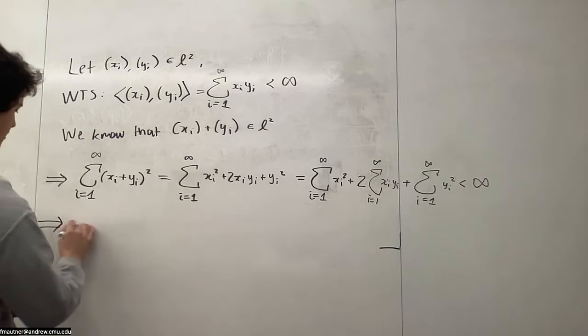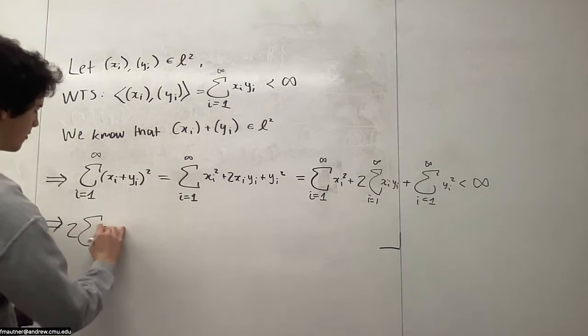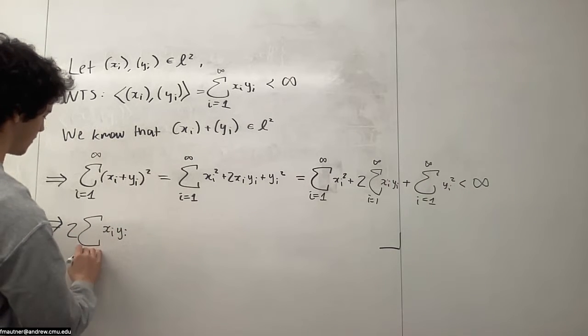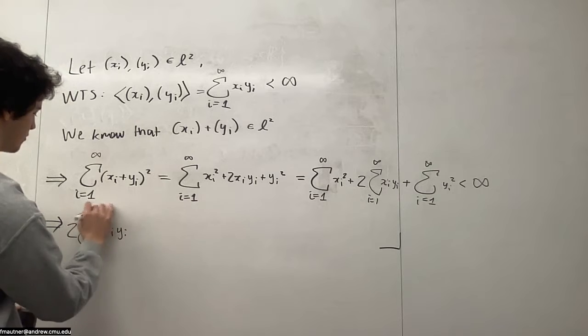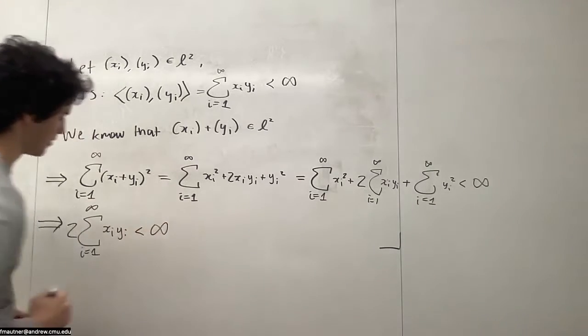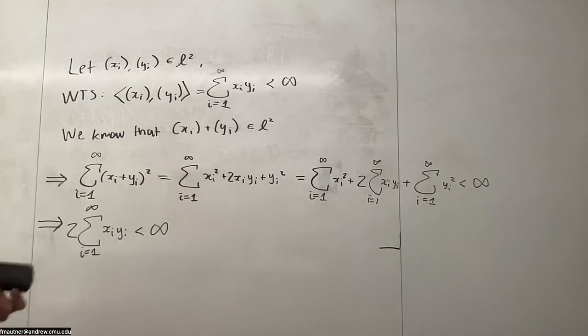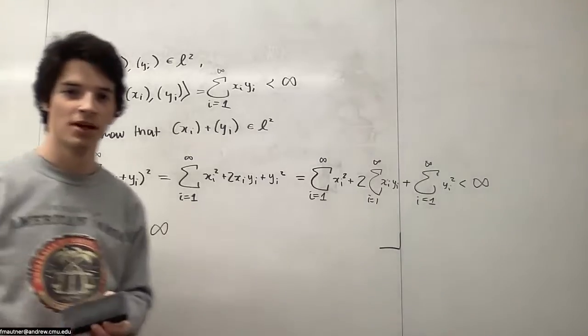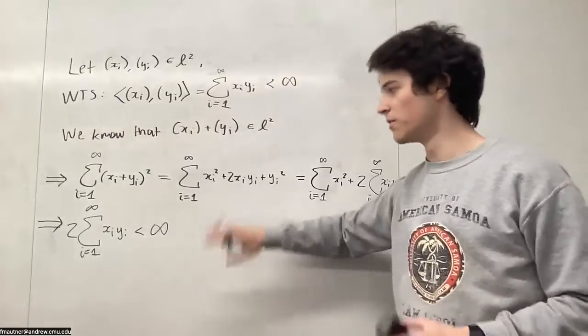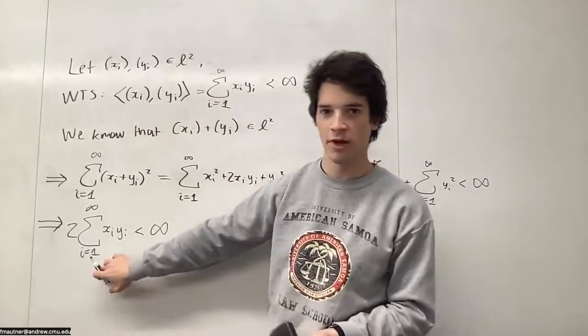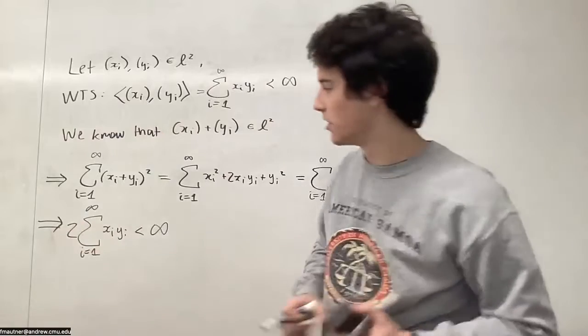So that implies that 2 times the sum of x sub i, y sub i, from i equal to 1 to infinity, this needs to converge. And we can just take the 2 out at this point. When it's multiplied by 2, if we know that whole thing is a real number, if that whole thing converges, then of course the sum has to converge. As you know, this is just a real number.